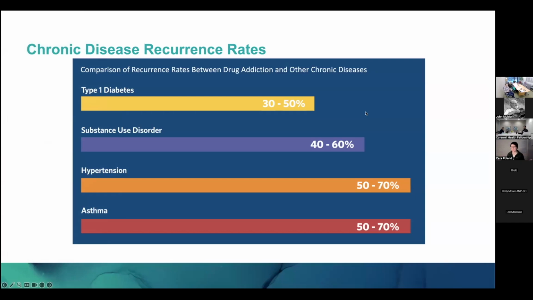I mentioned that we talk about addiction like a chronic illness, and here's some data to back me up. This is a comparison of recurrence rates between diabetes, substance use disorder, hypertension, and asthma. And I'm sure you've all already realized that those confidence intervals pretty much all overlap. They all overlap with substance use disorders. Type 1 diabetes may be a little bit better than the hypertension and asthma.